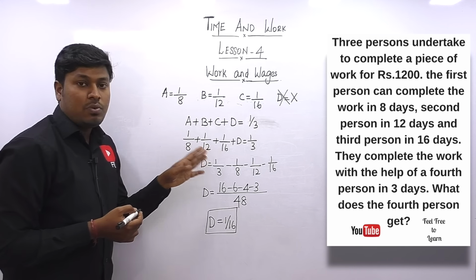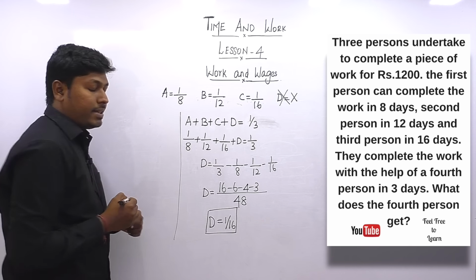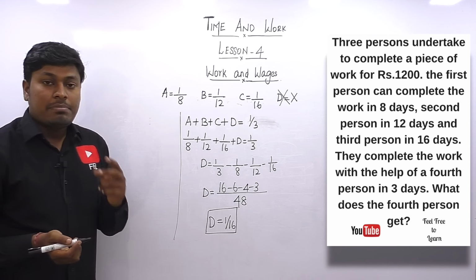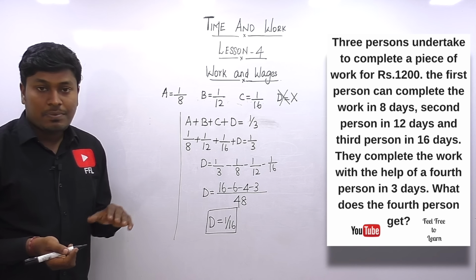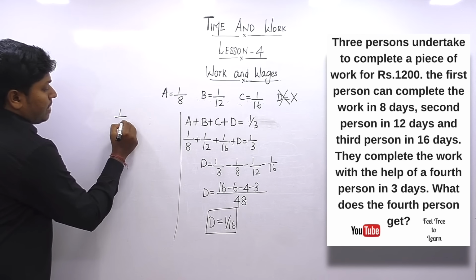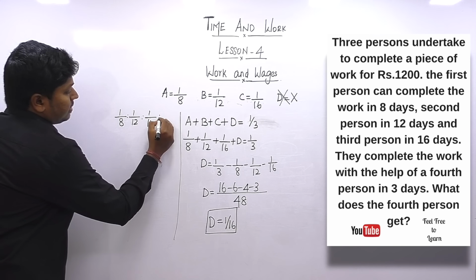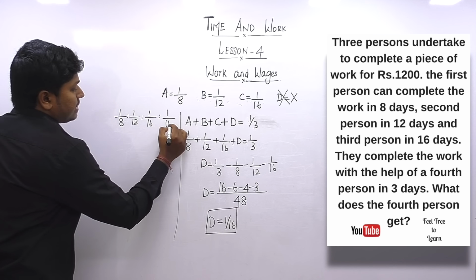So finally we found the 1 day work of all the 4 persons. So step number 1 is completed. Next is step number 2. Step number 2, to find the ratio, that is the parts of work done by all the 4 persons, right? So A will be 1 by 8, B 1 by 12, C 1 by 16, and the fourth person D is also 1 by 16.